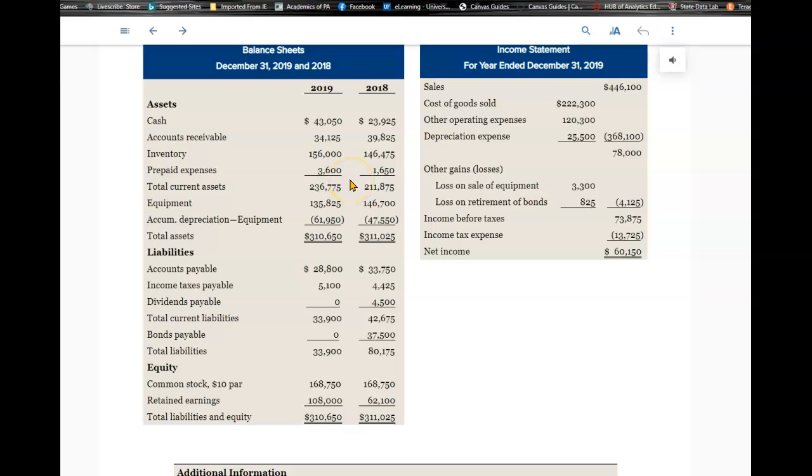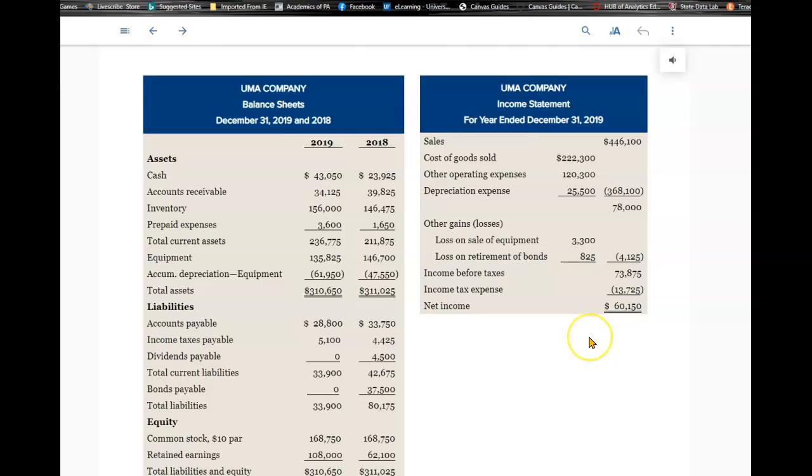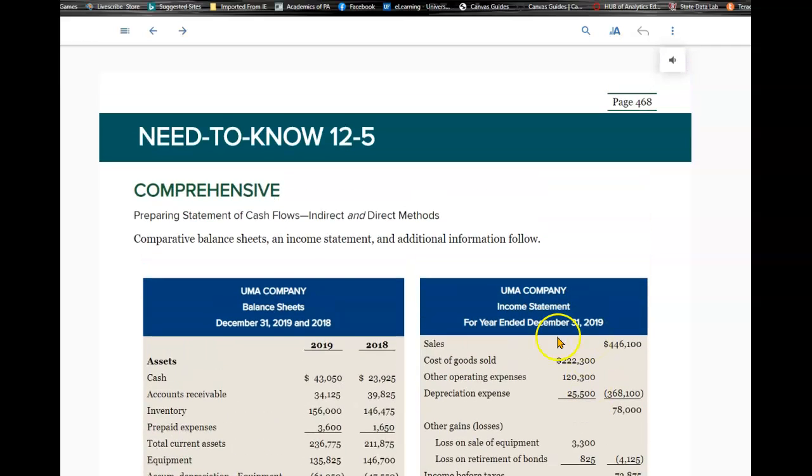And then finally, the financing section. The financing section is going to involve how the company is getting its capital. So you're going to be dealing with long-term liabilities and equity transactions. Again, we're trying to identify the transactions that impacted cash. And there are two ways of preparing the statement of cash flows.